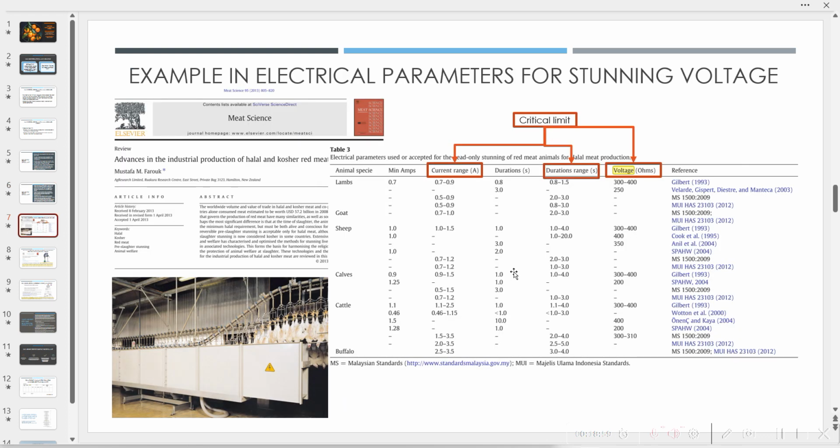Okay, I give an example. Okay, this is an example. You also can refer to scientific publication. Okay, this is stunning activities according to type of animals. Okay, so you can see that for lambs, current range of ampere 0.7 to 0.9, for example. For how long? 0.8 to 1.5, or if they want to change, they want to use the current range, they use voltage 300 to 400 for lambs. Alright, so this is also another example for you to refer for stunning activity in a slaughterhouse.